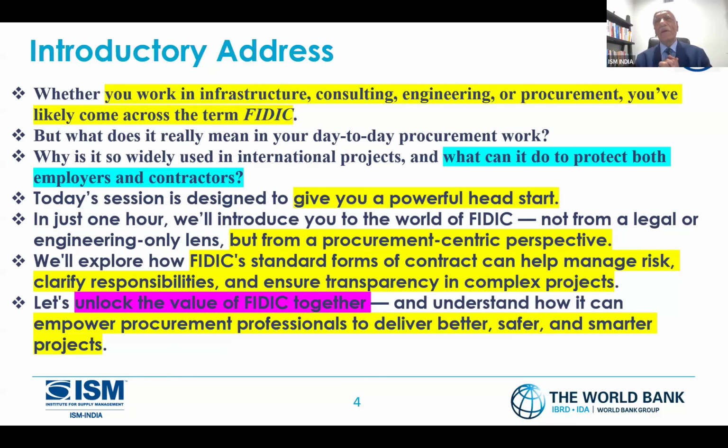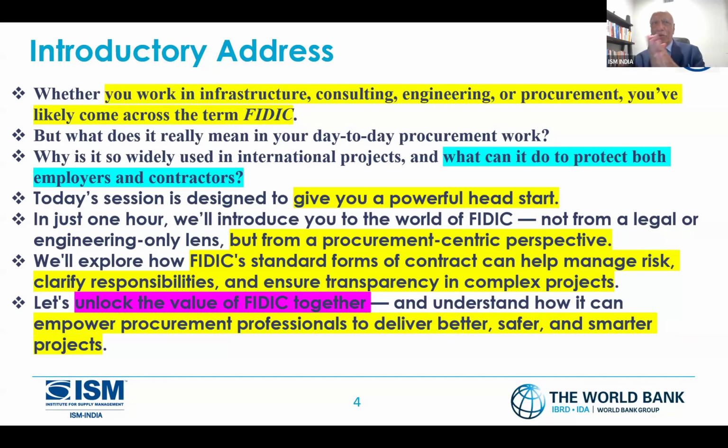If you are dealing in infrastructure, consulting engineering, or procurement, you will certainly come across FIDIC, all of you. But again, FIDIC is not for low value contracts. For a low value contract, it becomes too heavy a hammer. Some of you may be thinking, FIDIC sounds like a very big name. What is in it for me in day-to-day procurement work? I'll try to share some experience on that as well.